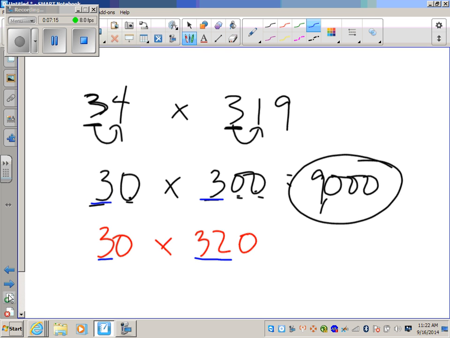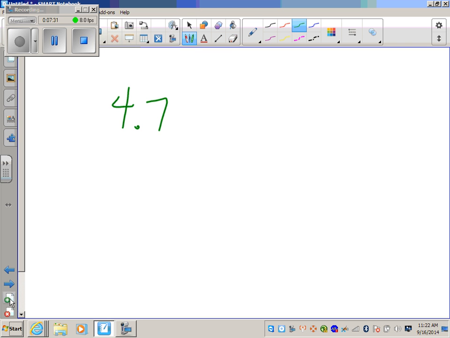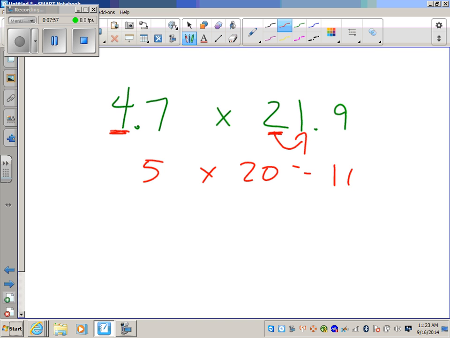Okay? Question? What about if it's decimals? I don't even see any decimals today, but if we did, which is fine, we can do a couple. Like if you had 4.7 times 21.9, could you use rounding for this one? 4.7, what would you round that to? 5. And then 21.9, I again would go to the highest place value and just round it to 20, and you should get somewhere in the neighborhood of 100. Okay.